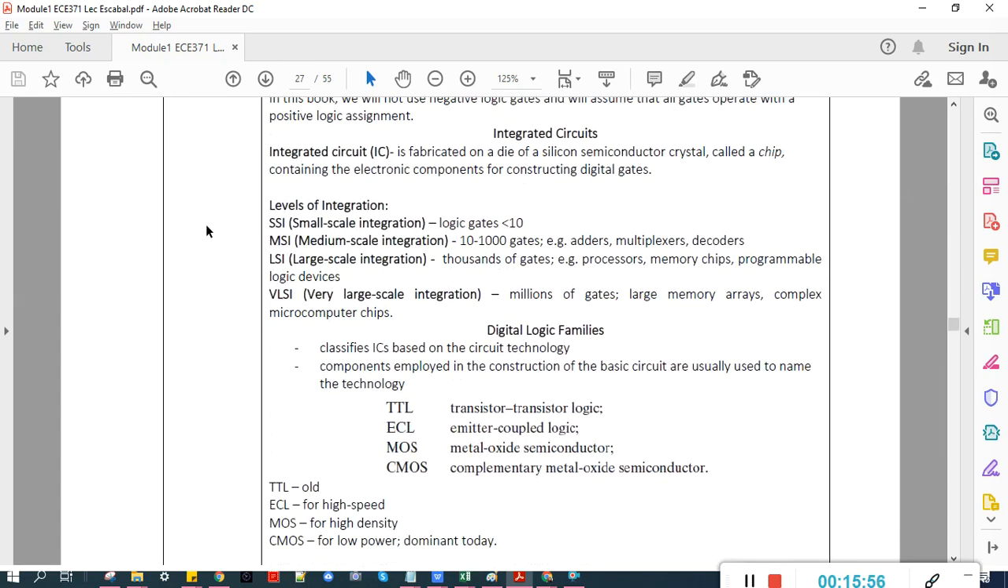Integrated circuits, or ICs, are fabricated on a die of a silicon semiconductor crystal called a chip, containing the electronic components for constructing digital gates.